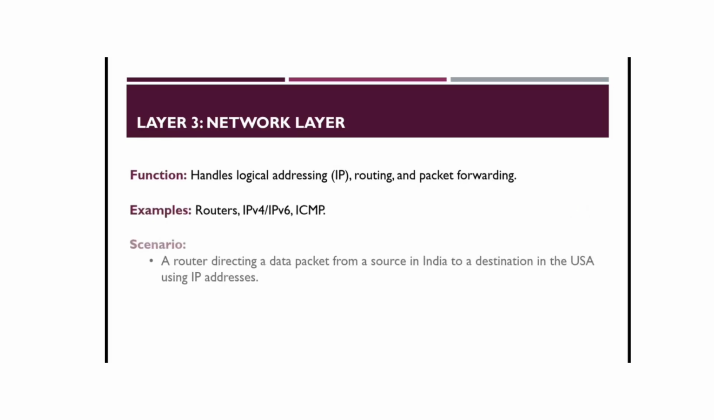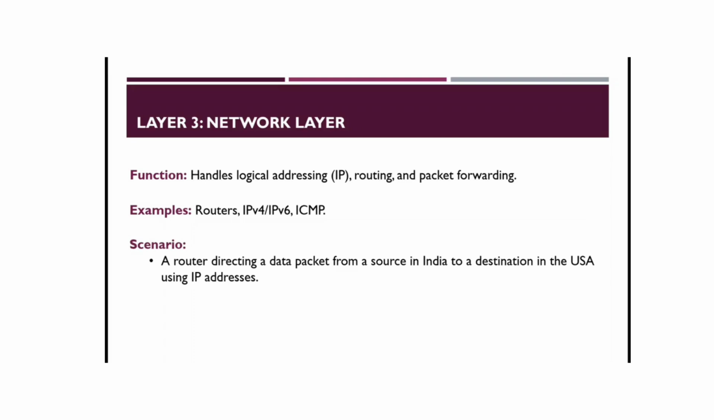Our third layer is the network layer, which is responsible for managing network addressing and routing. It is responsible for moving data across different networks and ensuring that data reaches its correct destination even if it has to pass through multiple intermediate devices, like routers or networks.